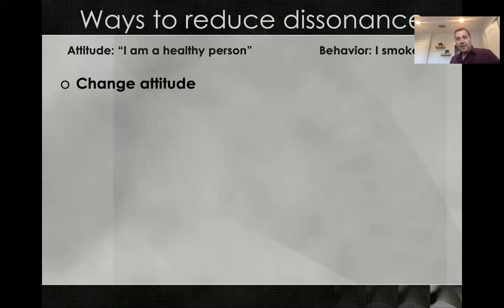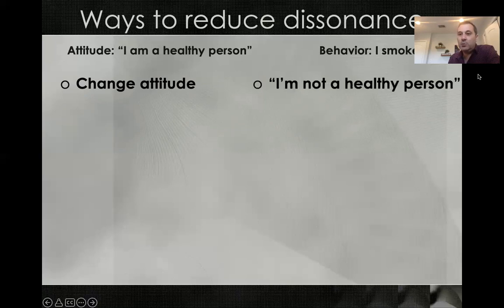So first off, if the reason that we're experiencing cognitive dissonance is because our attitude and our behavior don't match, well, obviously, to reduce dissonance, we can change our attitude to match our behavior, right? So in other words, if you smoke, then you could come to change your attitude towards admitting that you are not a healthy person. Okay.